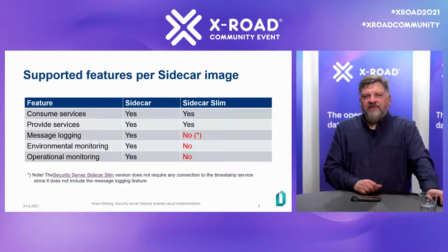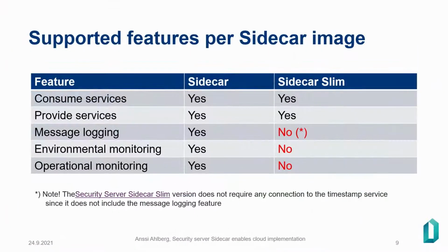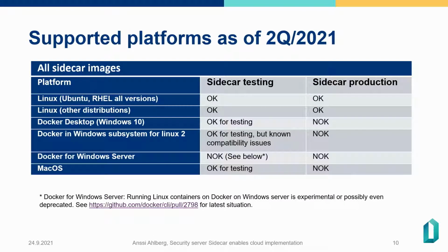The supported features as per the Sidecar image. The key idea there being that the Sidecar Slim for the basic implementation doesn't contain the capabilities for message logging, environmental monitoring, and operational monitoring. And since it doesn't have the message logging capabilities enabled, it also means that you don't have to configure the timestamp service for the Sidecar Slim, at least in Finland, since there is a dependency for that. What happens in other countries is again a different case.